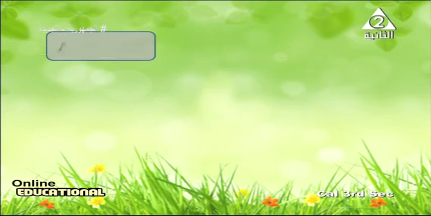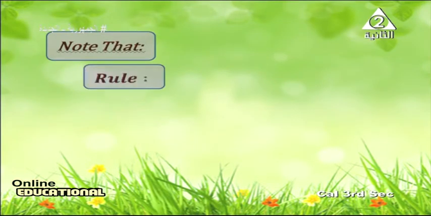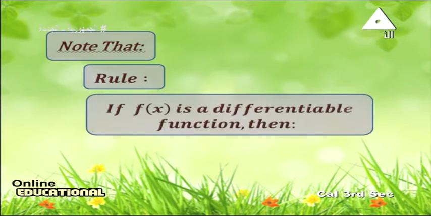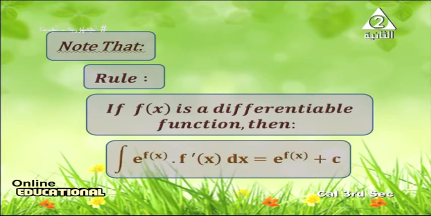Dear students, we note that rule number 2: if f of x is a differentiable function, then the integration of e to the power f of x multiplied by f dash x dx equals e to the power f of x plus c. We have the function e to the power of a function, and the integration of e to the power f of x multiplied by f dash x, the derivative of the function in the power, then the integration equals e to the power f of x plus constant c.